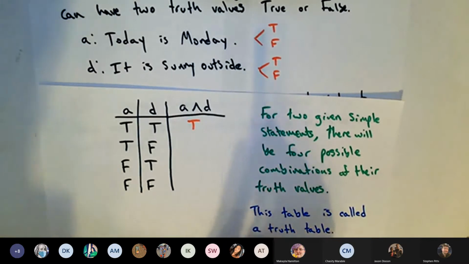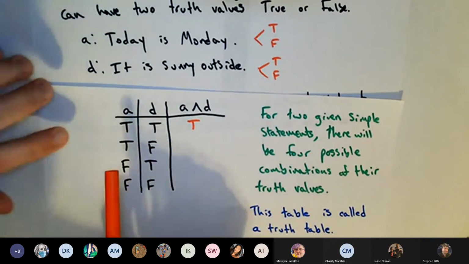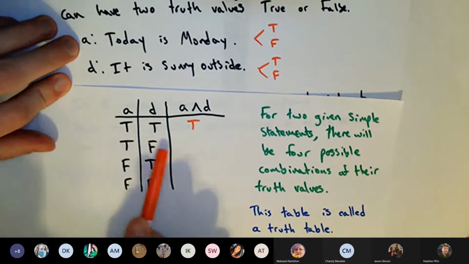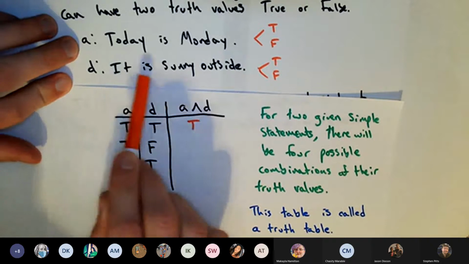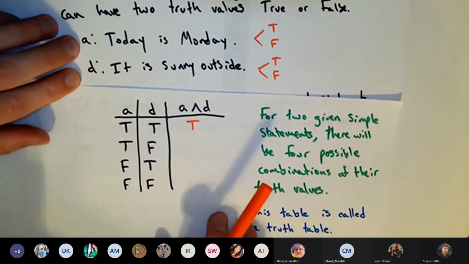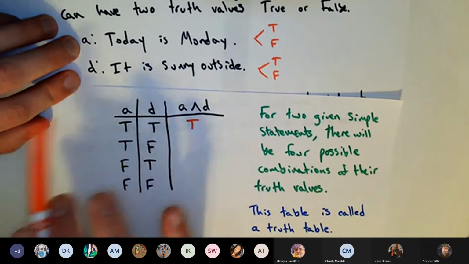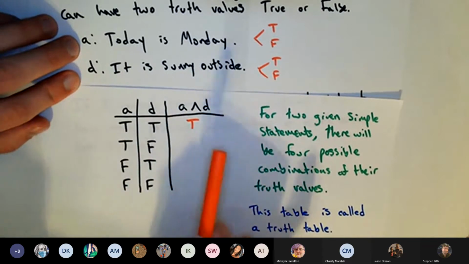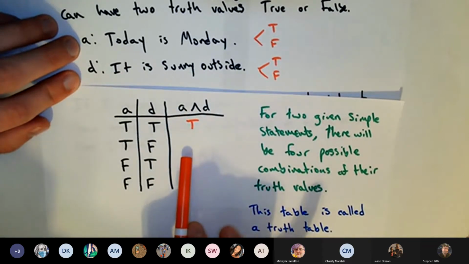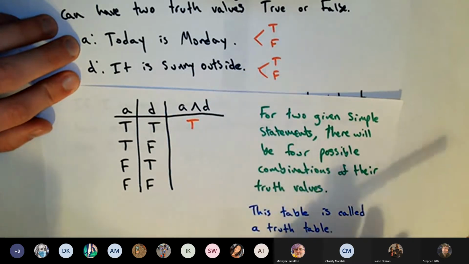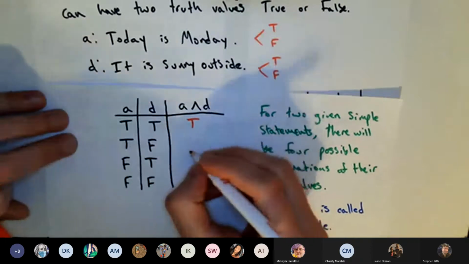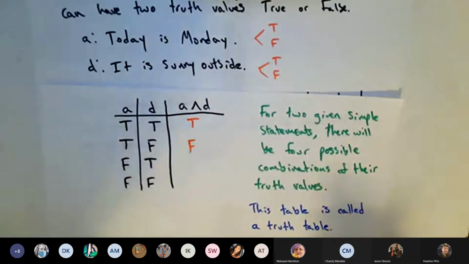Now, what if the first statement is still true, so working in the second row, it's still Monday, but it's not sunny outside. So D is false. If I say it is sunny outside, that's a falsehood. So if I then said it is Monday and it is sunny outside, is that statement true or false? Does anyone have any idea? Yes, go ahead. False. Right, it would be false. And can you say why?